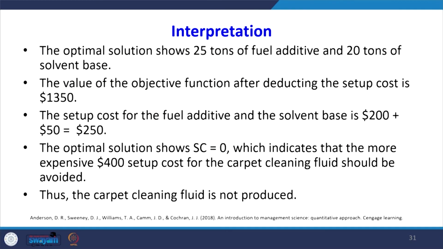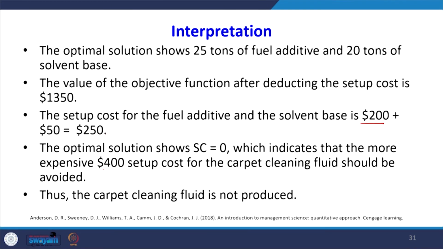Now we will interpret the output of our Excel. The optimal solution shows 25 tons of fuel additive and 20 tons of solvent base. The value of the objective function after deducting the setup cost is 1350. The setup cost for the fuel additive and the solvent base is 200 plus 50, 250. Because we are not going to produce the carpet fluid, there will not be any setup cost. The optimal solution shows SC equal to 0, which indicates that the more expensive $400 setup cost for carpet cleaning fluid should be avoided. Why are we not getting SC equal to 1?